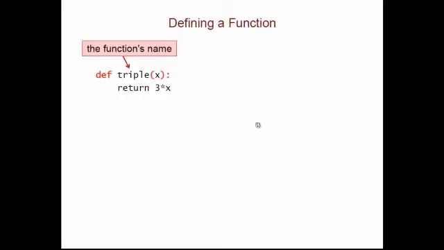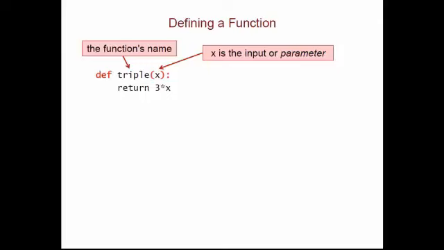And then in parentheses, you're going to put variables for your inputs. And here we have a single input. We're using the variable x for that. Another name for an input is a parameter. And the inputs are surrounded by parentheses. And then we have a colon. And then underneath that first line of the function, we put the code that belongs to that function.